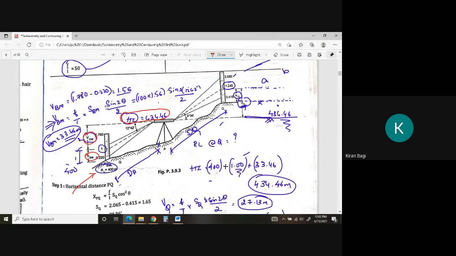So up to this point I have got it. Then I will add VQ. Okay, that means I have got the reading up to this point, but I need the reading at this point. So I will deduct this central hair reading, and I will get the RL at Q. Okay, this is only simple mathematics, not much complicated.